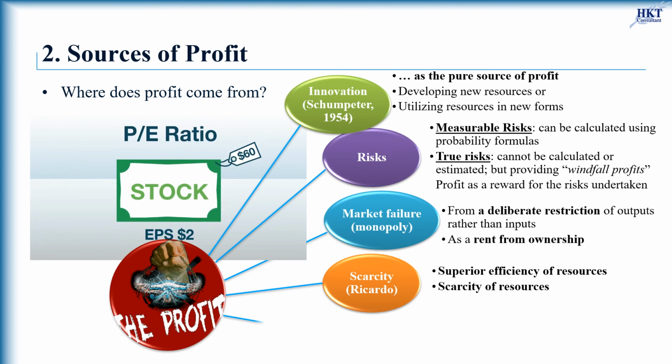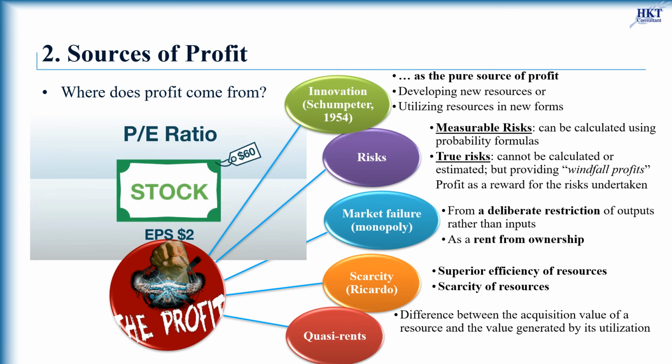Finally, quasi-rents arise from the difference between the acquisition value of a resource and the value generated by its utilization. Not all firms derive identical value from the same resource, therefore, resource scarcity is not the sole source of rent. Quasi-rents are associated with the specificity of resources, which may therefore have higher value to a particular firm compared to others. They arise when resources have a higher value when combined together than when separate.